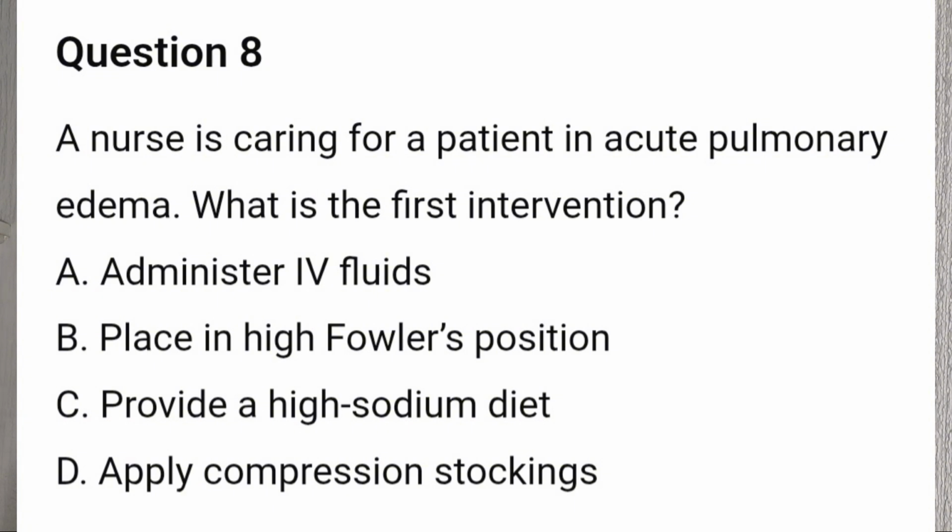Number 8. A nurse is caring for a patient in acute pulmonary edema. We've gone to the lungs. What is the first intervention? Pulmonary edema, there is lung congestion. So we want to position the patient first and foremost, making sure the patient is sitting well so they can breathe better. Then we will check oxygen requirements. If the patient needs oxygen, we can give oxygen. And then pain and other treatment comes in. So position is very key.